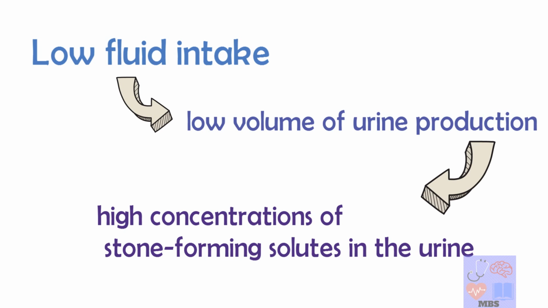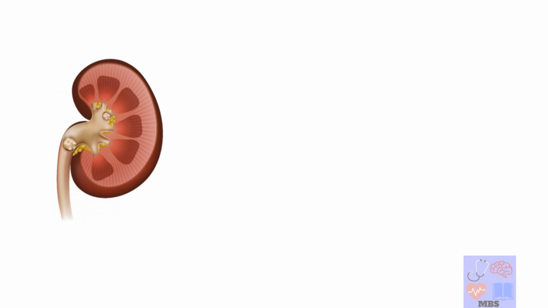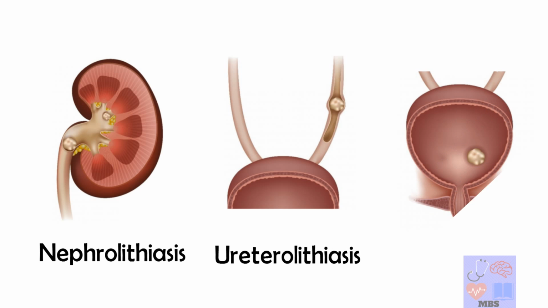Now these calculi can also be divided according to their anatomical locations. A calculus in a kidney or a pelvis of a kidney is known as nephrolithiasis. A calculus in a ureter is known as ureterolithiasis. And a calculus in a bladder is known as cystolithiasis.